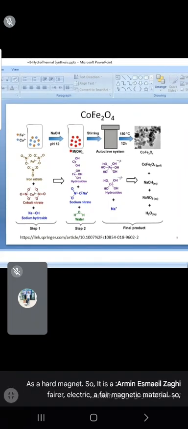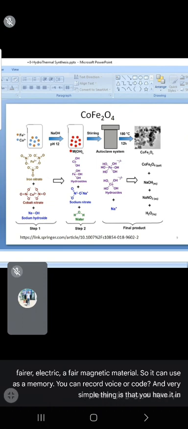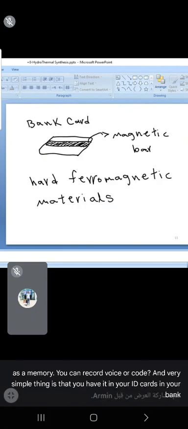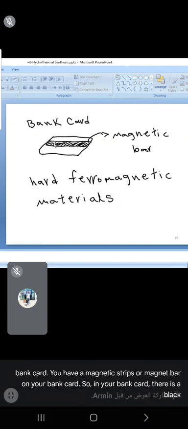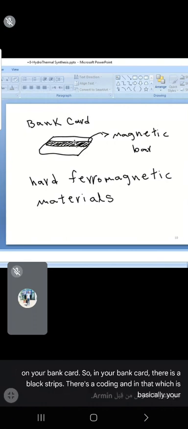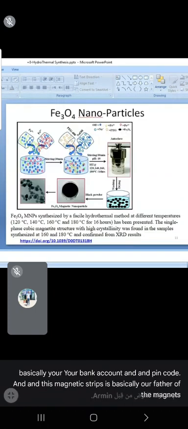So it can be used as a memory. You can record voice or codes. And a very simple thing is that you have it in your ID card, in your bank card. You have a magnetic strip or magnet bar in your bank card. In your bank card there is a black strip. There is a code in that, which is basically your bank account and PIN code. And this magnetic strip is basically a powder of the magnetic material.